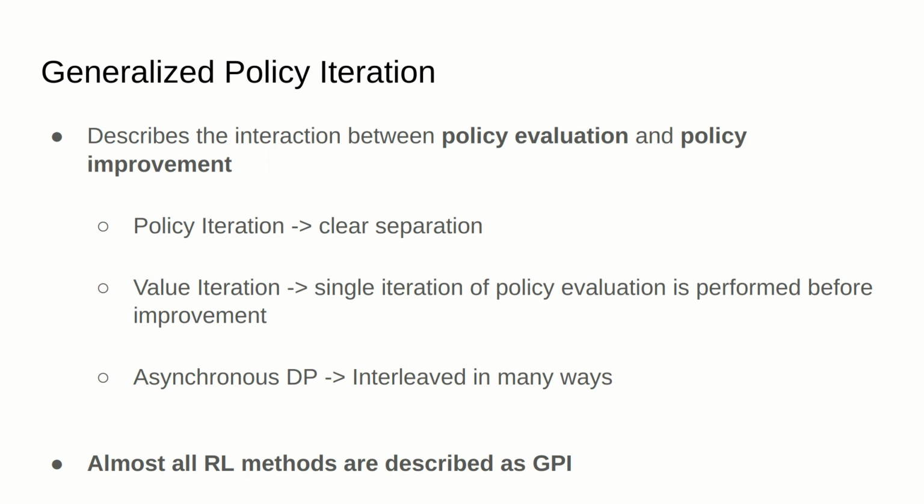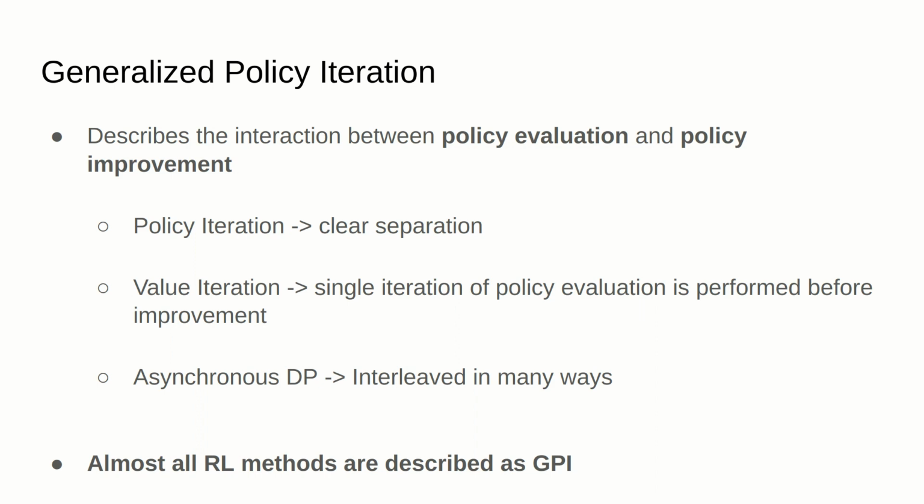The term generalized policy iteration is used to describe the interaction between policy evaluation and policy improvement, regardless of the granularity between them. In regular policy iteration, there's a clear separation of these two processes. Policy evaluation finishes for all the states before policy improvement starts. In value iteration, policy evaluation is completed for only one state before it's improved. In asynchronous DP, these methods can be interleaved at an even finer level.